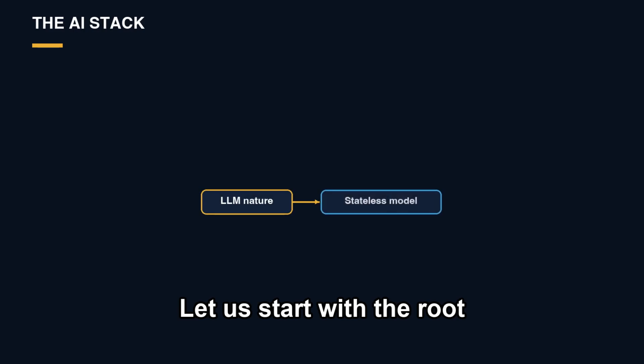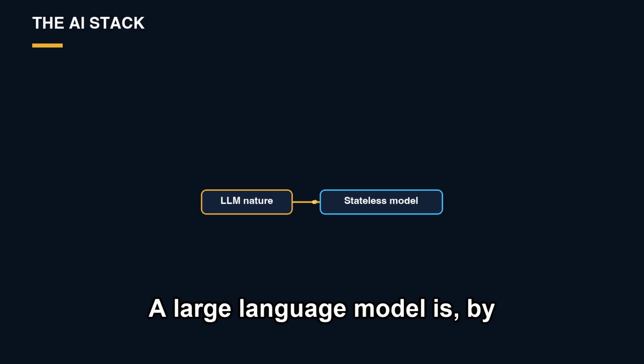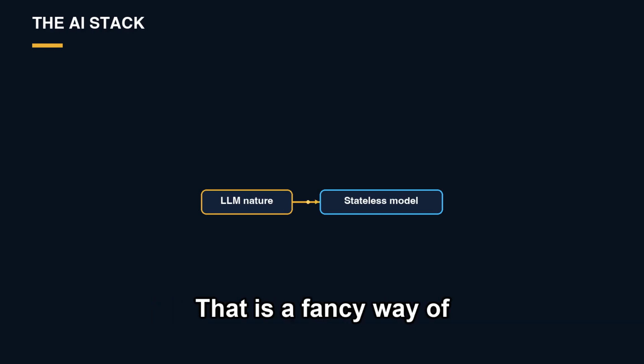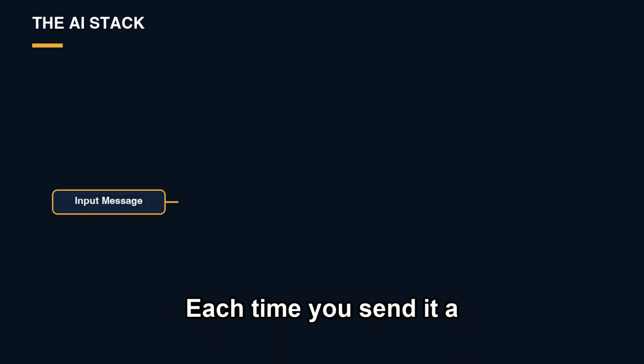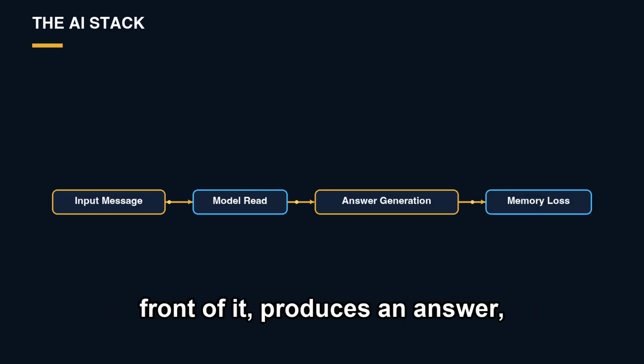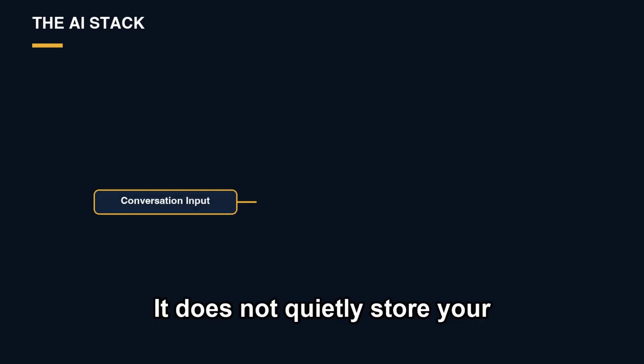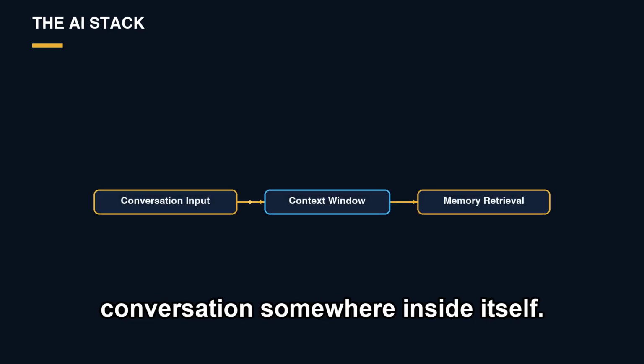Let us start with the root cause because it surprises people. A large language model is, by its nature, stateless. That is a fancy way of saying it has no memory of its own at all. Each time you send it a message, the model reads everything in front of it, produces an answer, and then completely forgets the exchange ever happened. It does not quietly store your conversation somewhere inside itself.